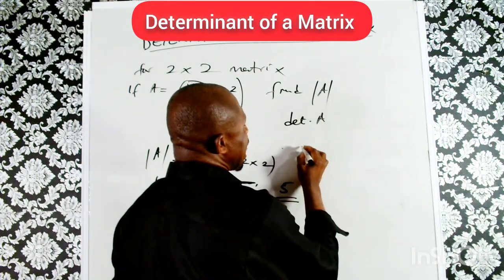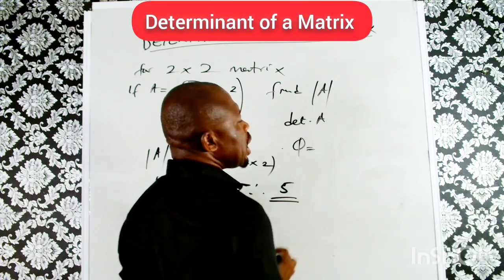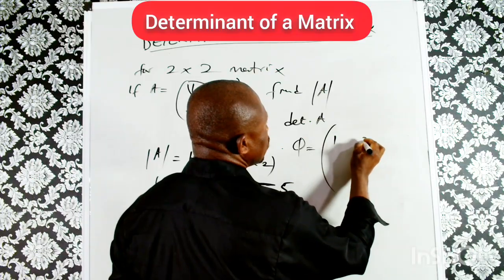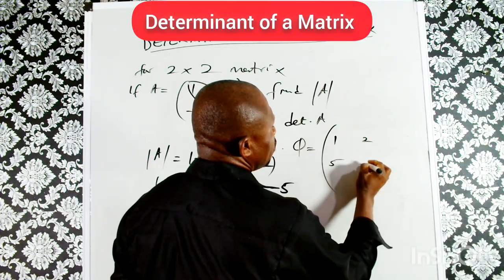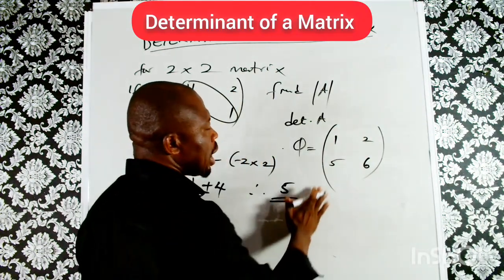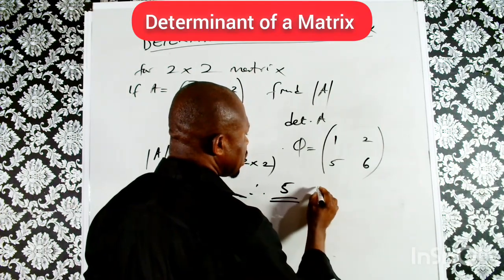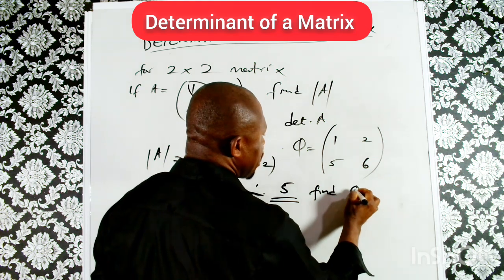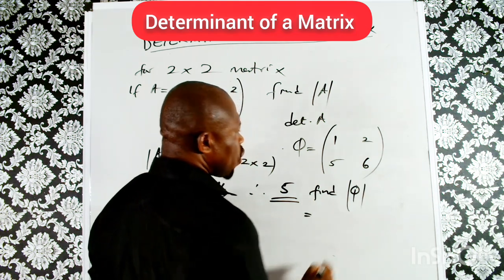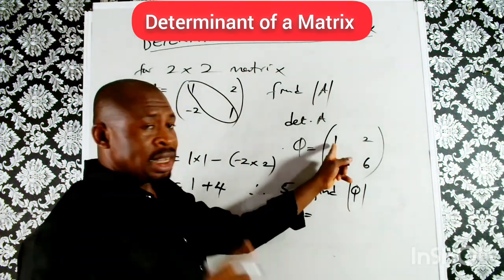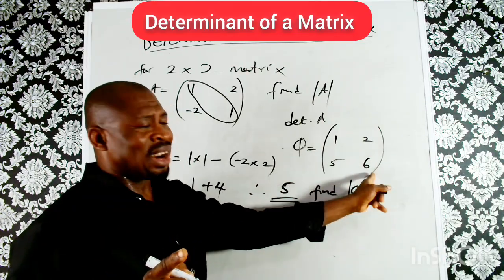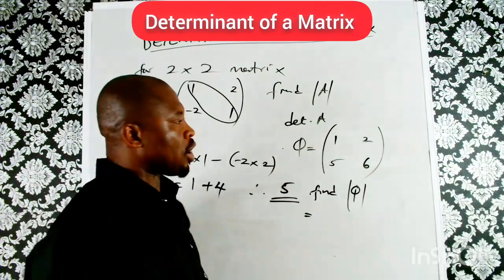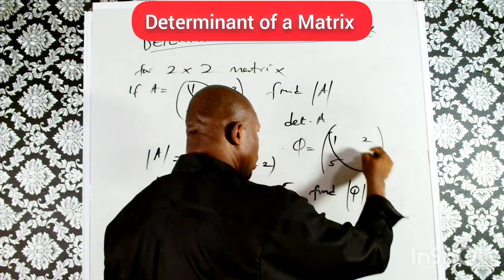Now, given that Q is equal to 1, 2, 5, and 6. How do we find the determinant of Q? The determinant of Q will give us, just like we said, do not forget to take the right diagonal first, minus, you take the left diagonal. Always take it like this.